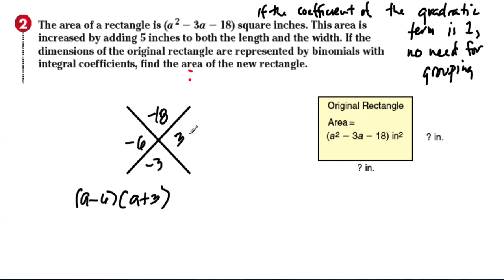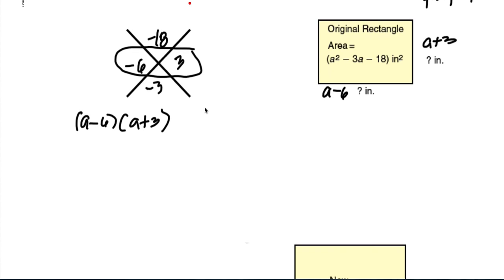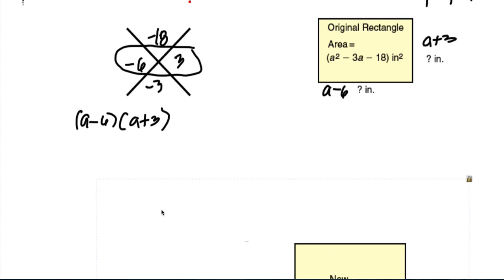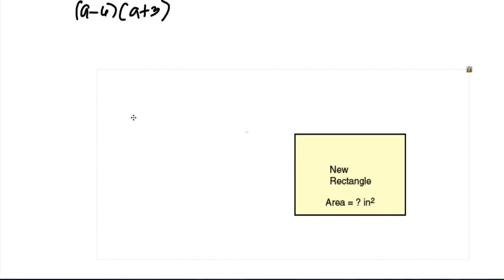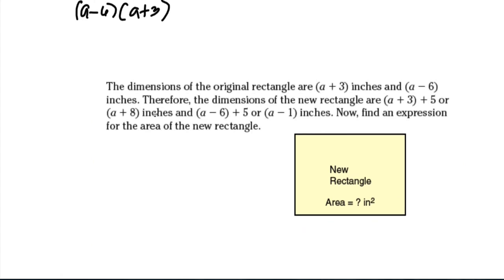So you simply write what you have on your x. Okay, so that's a minus 6 and a plus 3. So the factors of a squared minus 3a minus 18 would be a minus 6 and a plus 3. Okay, so let's move on. After we find the dimensions of the original rectangle, the dimensions of the original rectangle are a plus 3 inches and a minus 6 inches.